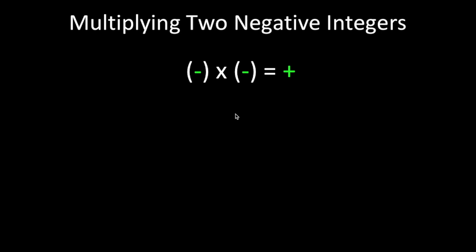Let's look at an example. Negative 3 times negative 4. Because both signs are negative, your answer will be positive. So 3 times 4 is 12. And because both signs are negative, your answer is positive 12.